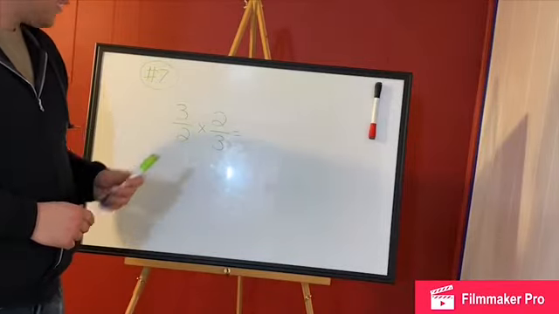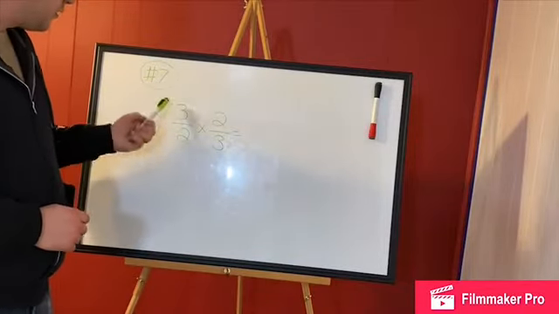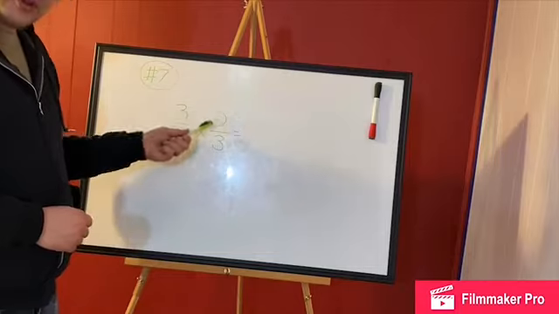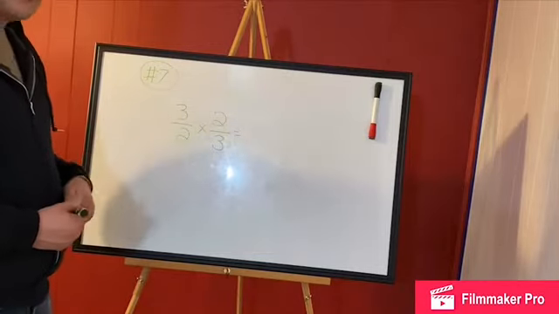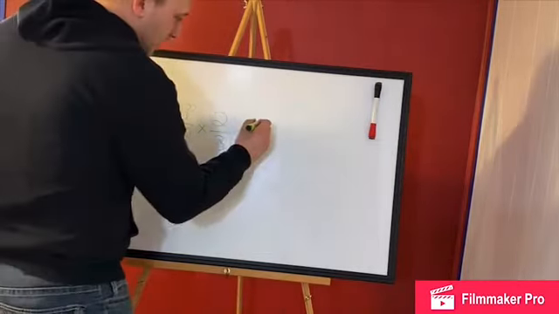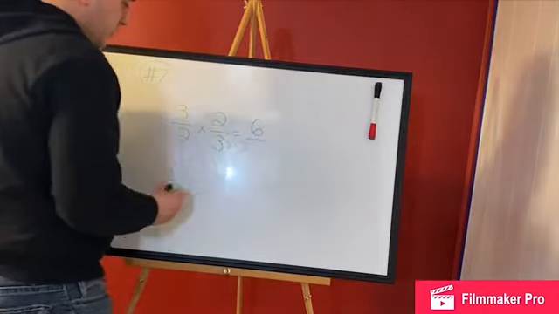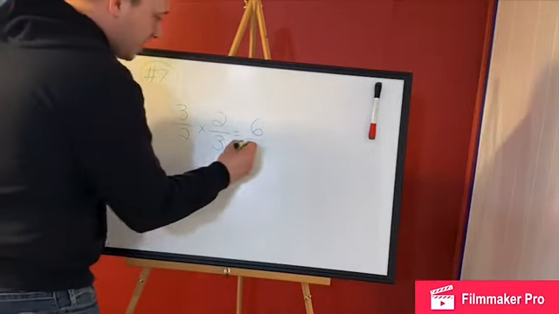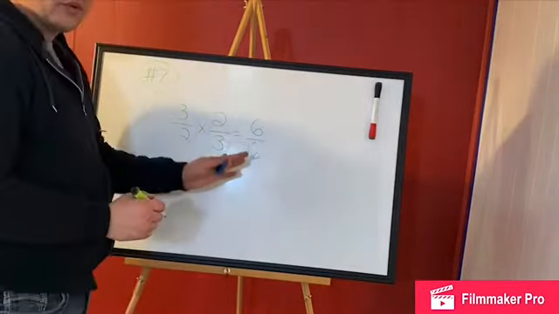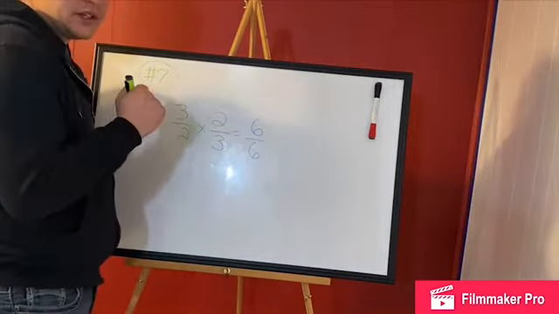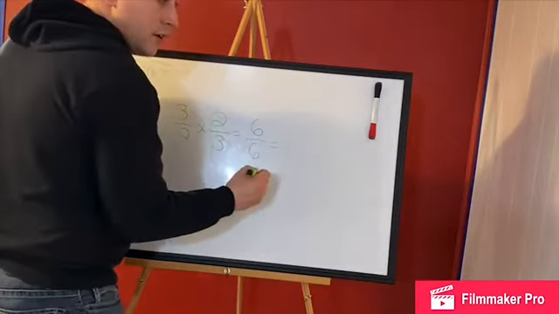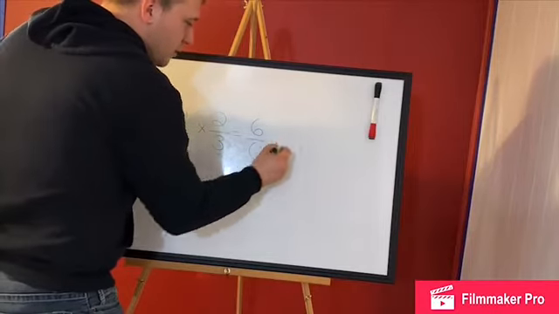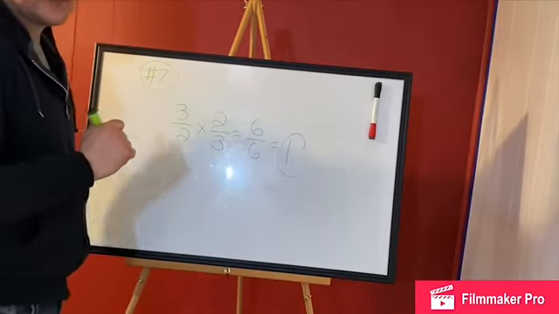All right, let's look at number 7. 3 over 2 times 2/3. 3 times 2 gives us 6 over 2 times 3 gives us 6. We're not finished yet. 6 divided by 6 gives us 1. That is our final answer.